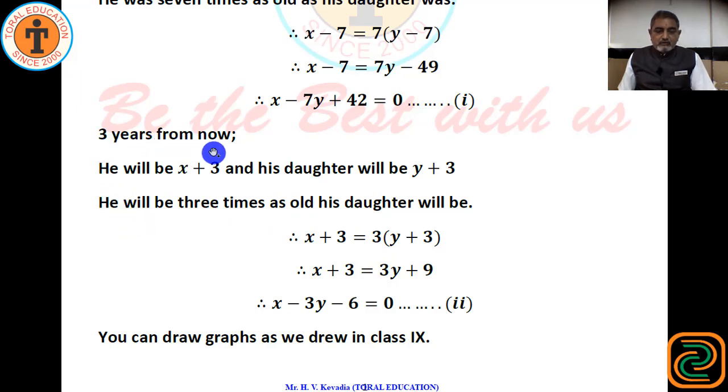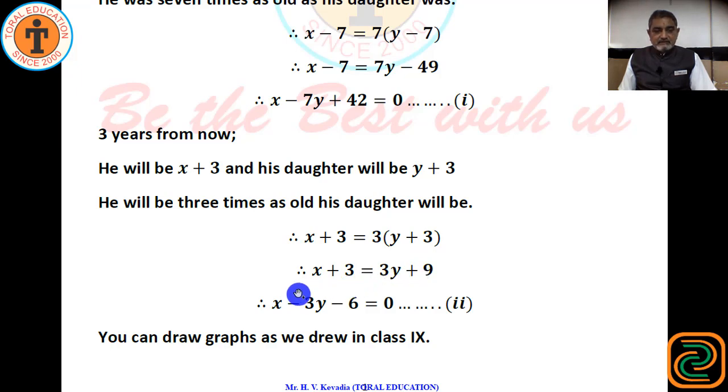3 years from now. From now means x plus 3 and y plus 3. He will be x plus 3 years and his daughter will be y plus 3 years. He will be 3 times as old as his daughter will be. So, x plus 3 equals 3 into y plus 3. Then x plus 3 is equal to 3y plus 9.